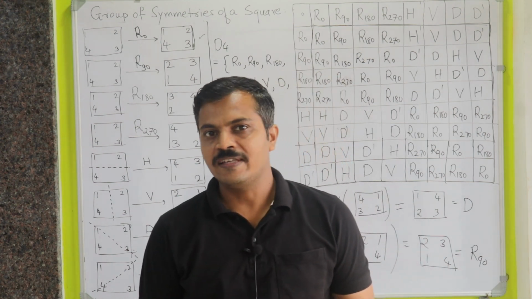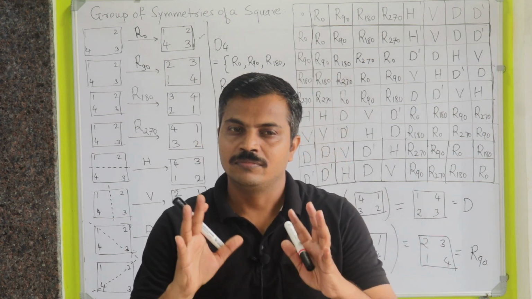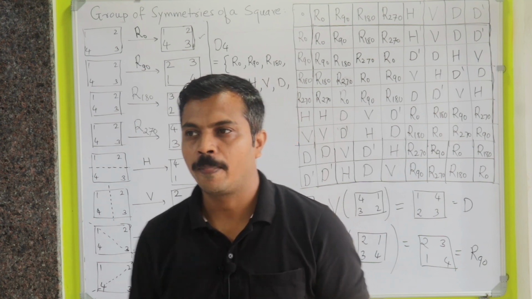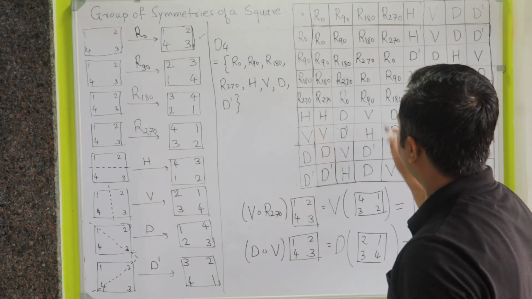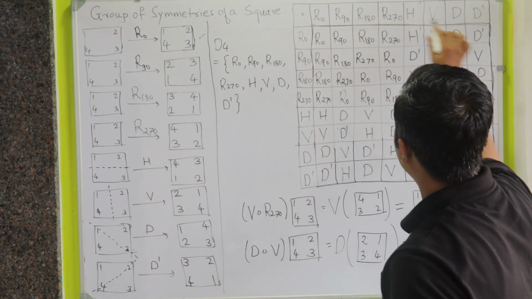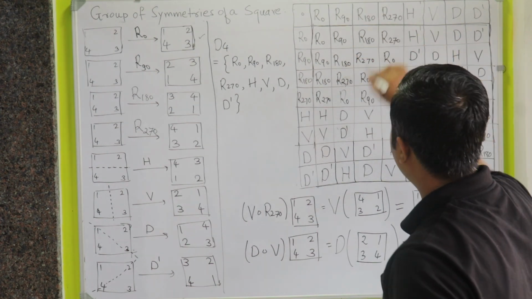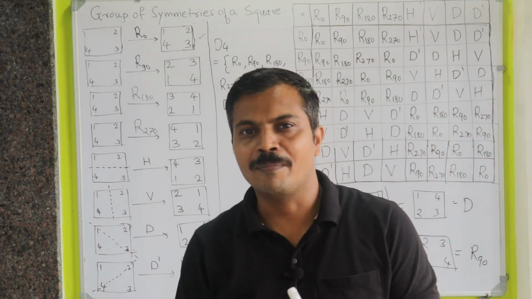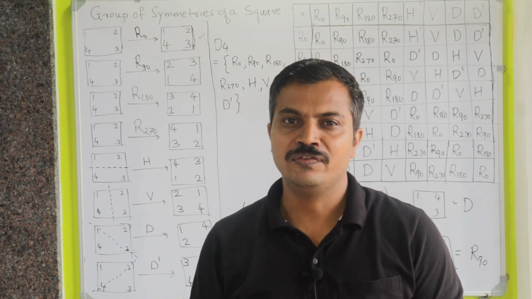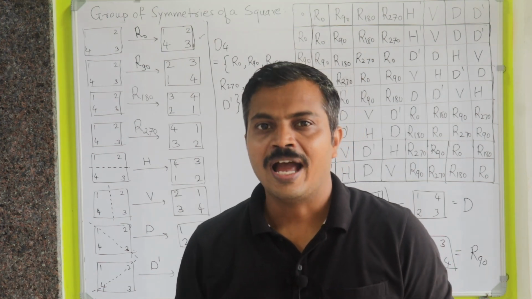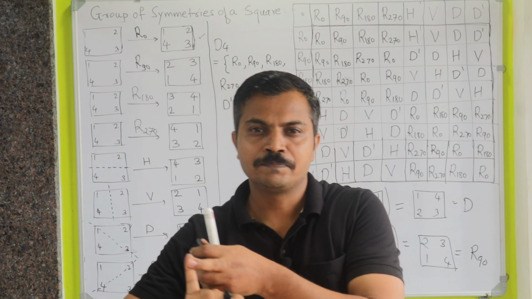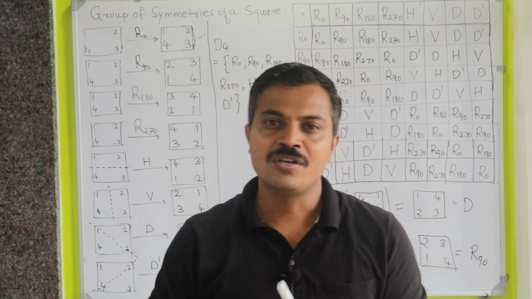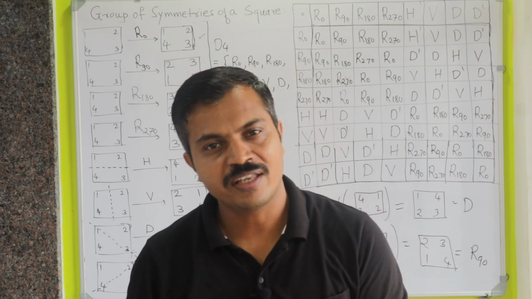Now the next condition says that the composition should be a binary operation on this set, right? And in order to check it, we have to see the entries of the table. So all the entries of the table are from this set itself. Therefore composition is a binary operation on D4. No issues here. Again, for associativity, we know that composition of functions is always associative. So this property is also satisfied.